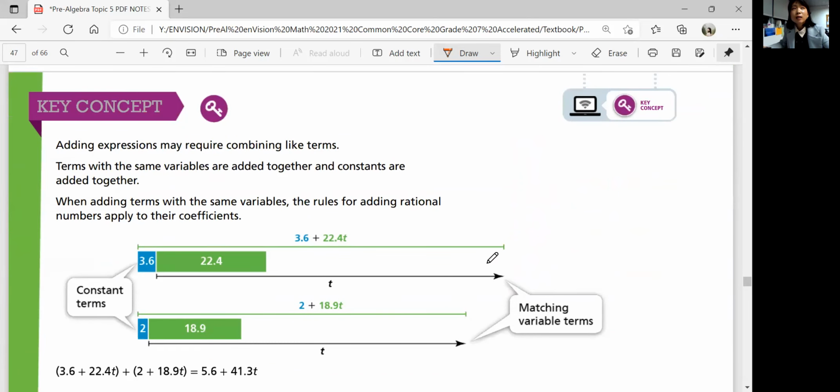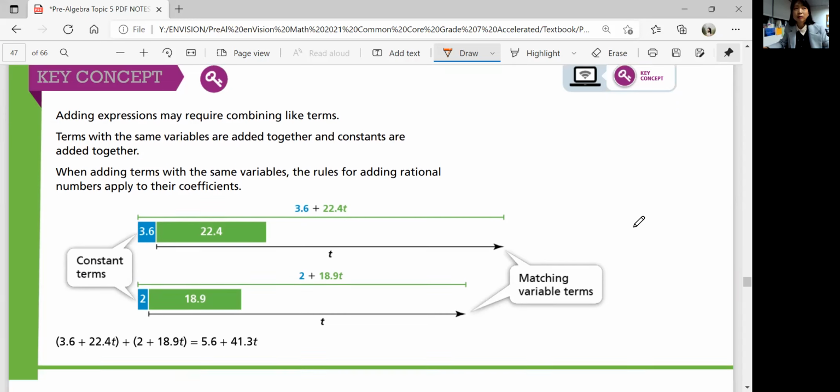Let's look at key concept and summarize it. Adding expressions requires combining like terms. So when you add expressions or when you simplify expressions, you have to combine like terms. If you have more than 1 variable, make sure the variable terms are the same. And if they're not like terms, combine what you can and leave whatever is not like terms as it is. And that could be your answer.